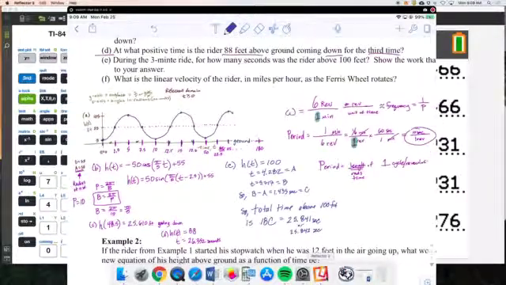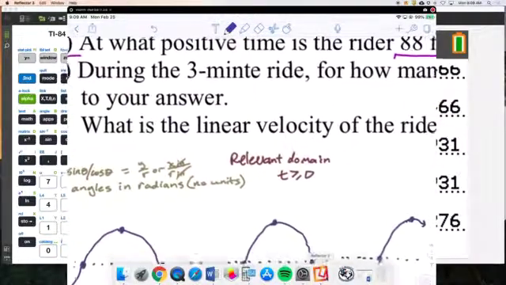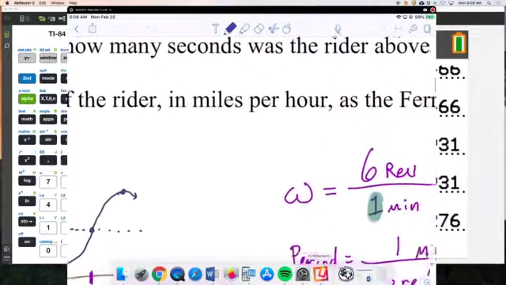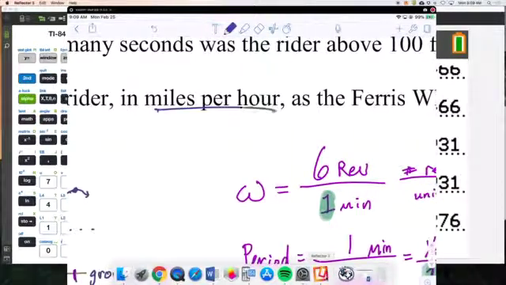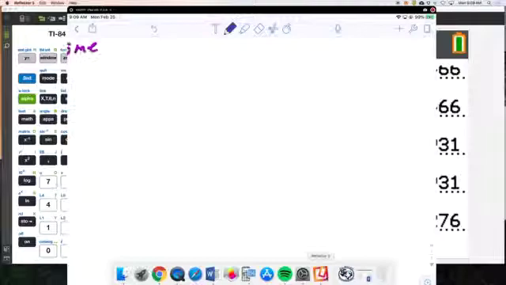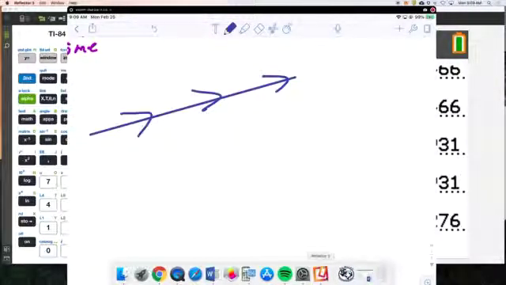Okay, A, B, C, D, E, F is next. All right, this is the good one. This is the one where you're going to really appreciate how much fun you're having above 100 feet. What is the linear velocity of the rider in miles per hour as the Ferris wheel rotates? Okay, what is this linear velocity? Well, linear velocity is in a straight line, right? That's why we call it linear.